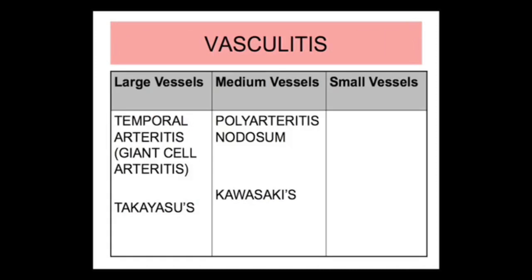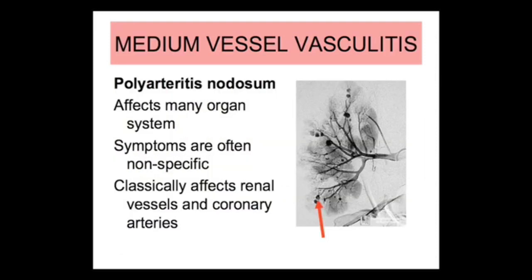We're now going to talk about the vasculitides that affect the medium-sized vessels. And there are basically only two that you need to know about. The first one is called polyarteritis nodosum, and then the second one is called Kawasaki's. So polyarteritis nodosum is a widespread vasculitis that affects multiple organ systems. And again, the symptoms are often very non-specific because it doesn't affect organs too much until quite late on in the disease. But the classical area that it affects are the vessels supplying and within the kidney.